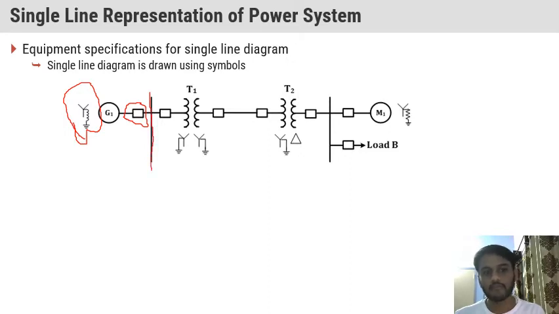Then we have another circuit breaker. So on both sides of your bus bar we have circuit breakers. Then we have a transformer to step up the voltage. Normally this configuration is the same for all power plants: generator, circuit breaker, bus bar, another circuit breaker, then a transformer. These two things represent the primary connection and the secondary connection.